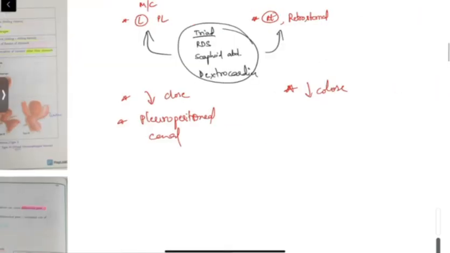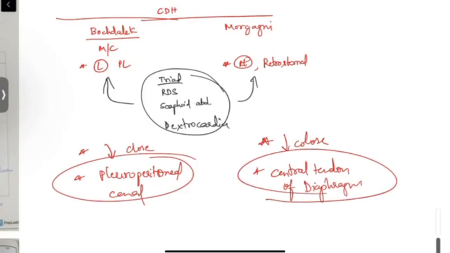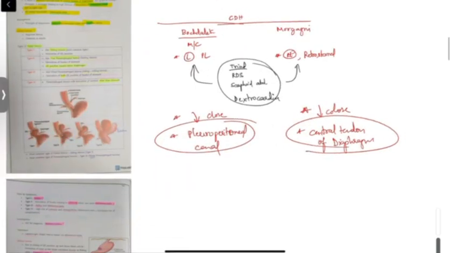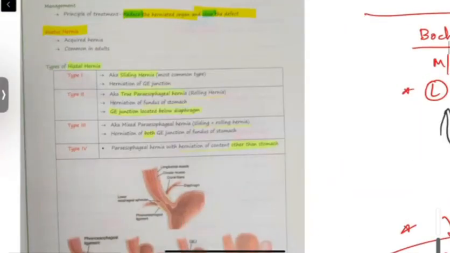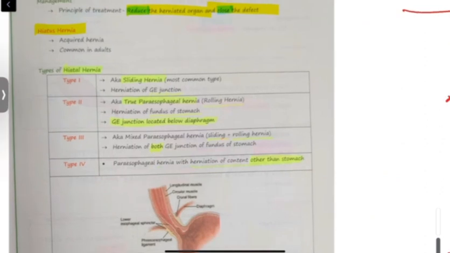In case of Morgagni, it was improper closure of the central tendon of the diaphragm. Here there was improper closure, an embryological defect, because of which the hernia occurred. But in case of hiatus hernia, it is a normal opening present in every individual, and through those normal openings also there is herniation, and hence it is an acquired hernia, and it is common in adults and not in children.